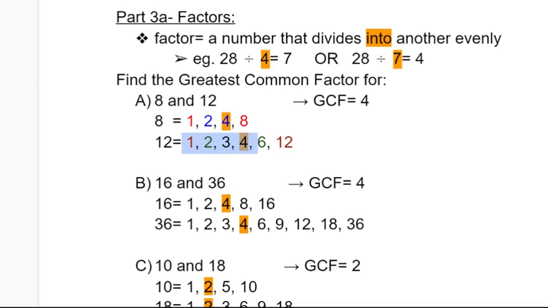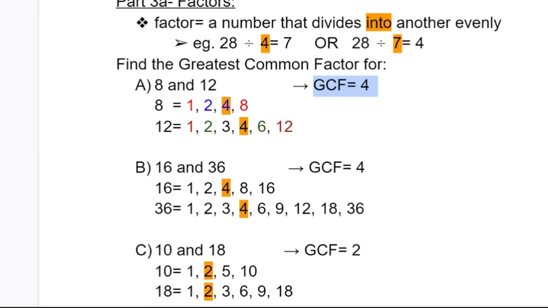And for 12, 1 times 12, 2 times 6, and 3 times 4 all give us 12. So now that I have my list, I'm going to see which number is the greatest common factor, which is 4 in this case, because there is no other greater factor in our list that is common for both numbers. And so therefore, my greatest common factor is 4.